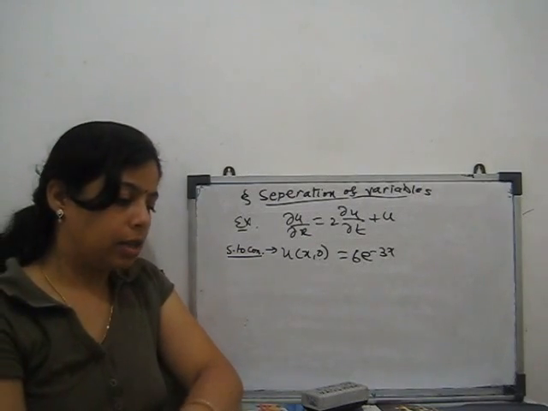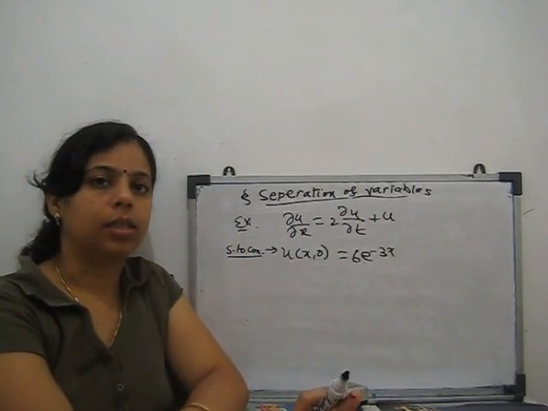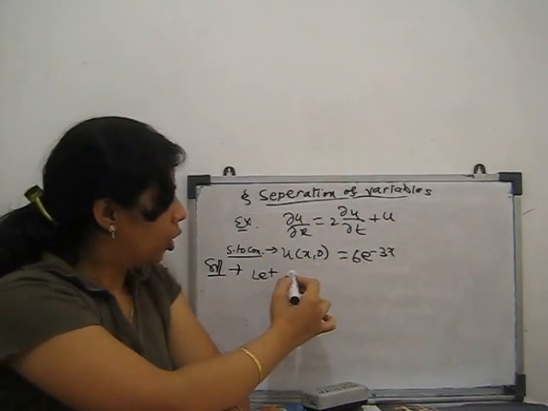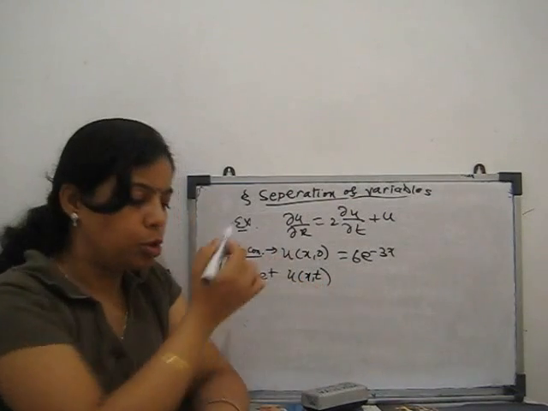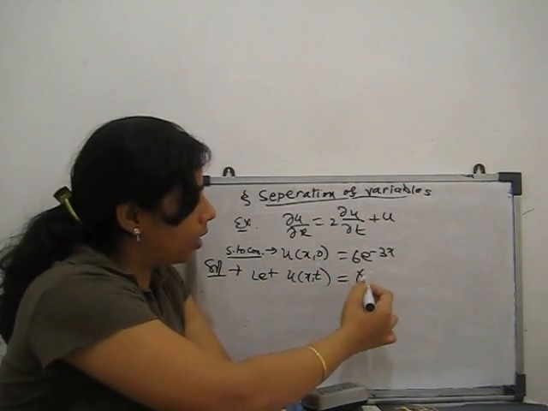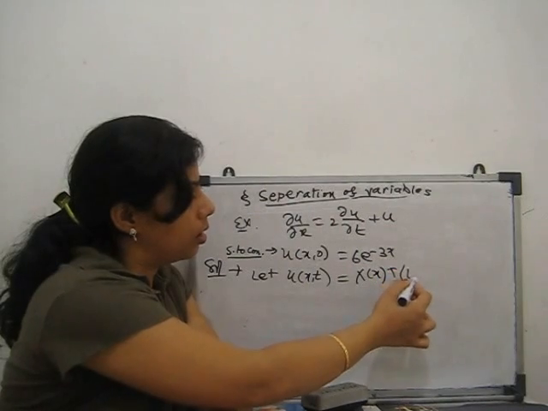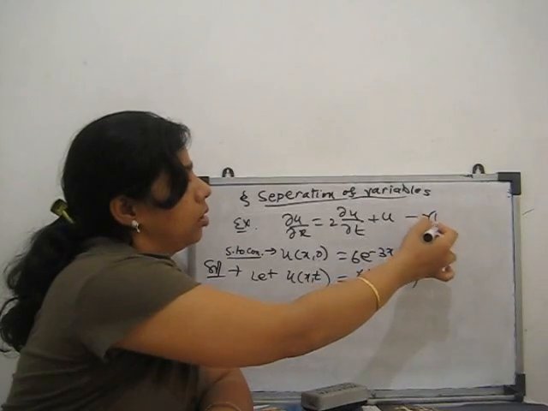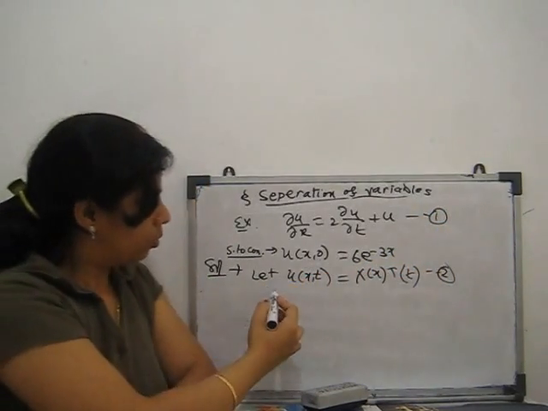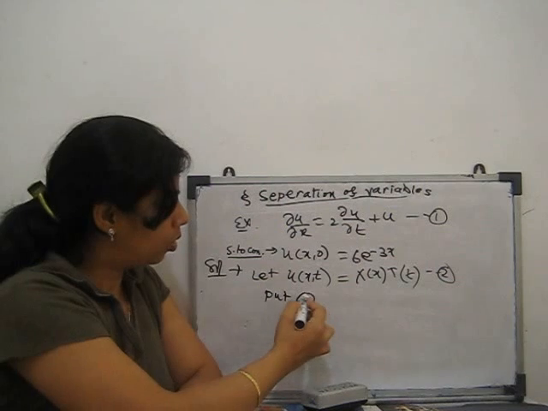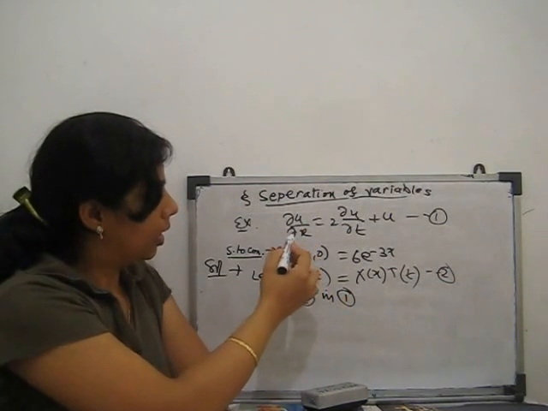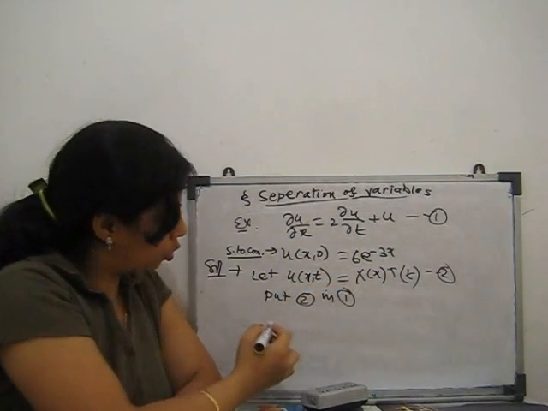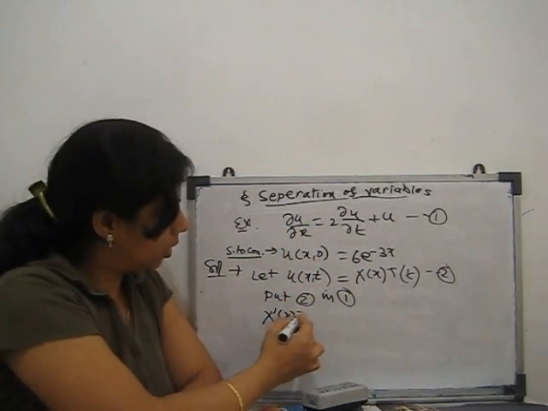So now we start. There are two independent variables, x and t. So let us consider u(x, t), meaning u is a function of x and t. Clear? So if u is a function of x and t, we can substitute. This is 1, this is 2. Put 2 in 1. If we substitute this value in place of u, this becomes X''T.